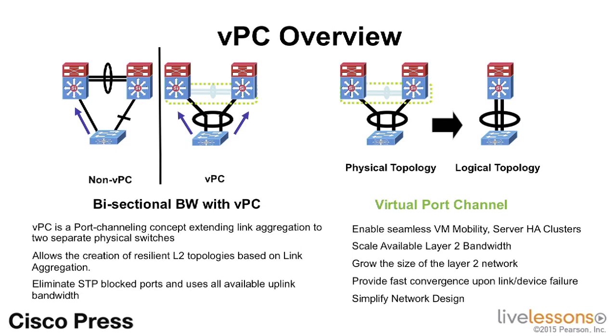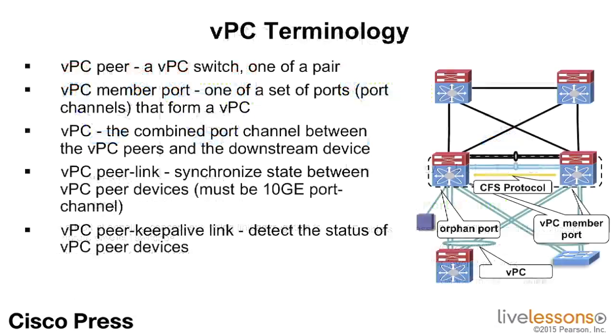VPC also does loop avoidance in hardware. So we can eliminate the use of spanning tree to make decisions about our uplink ports and eliminate blocked ports and unused bandwidth within our topology. So it's important for us to cover a number of topics related to VPC.